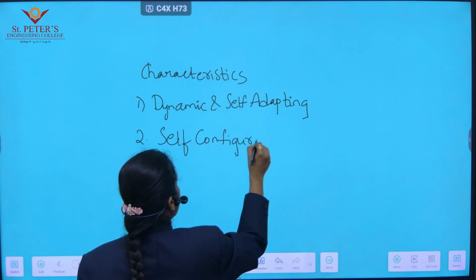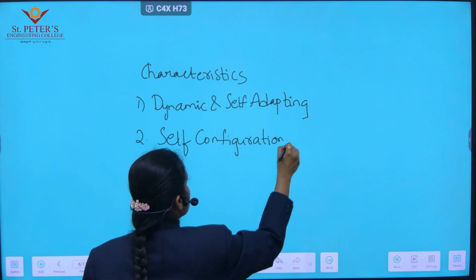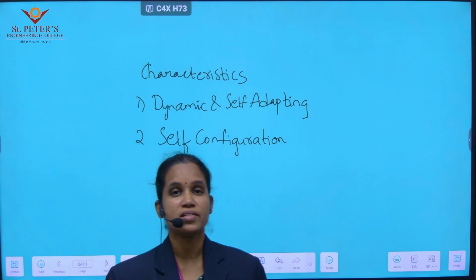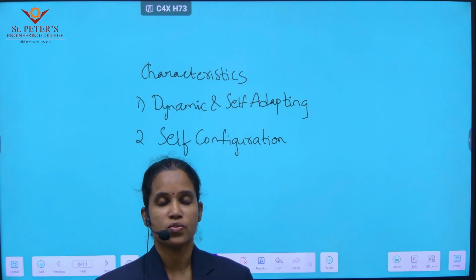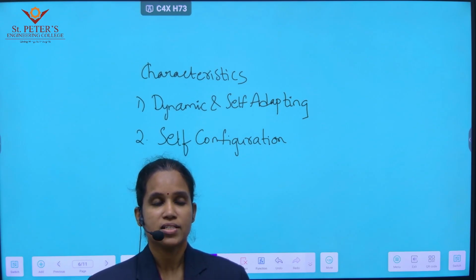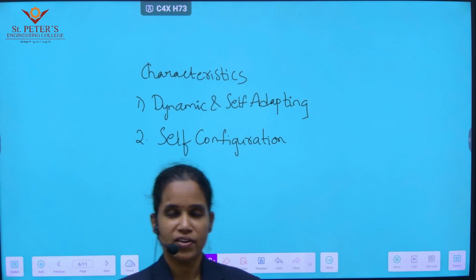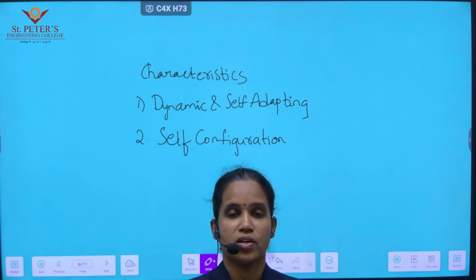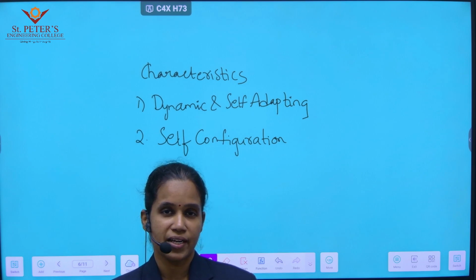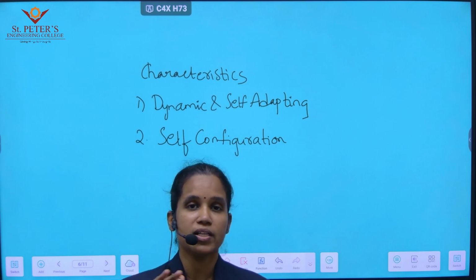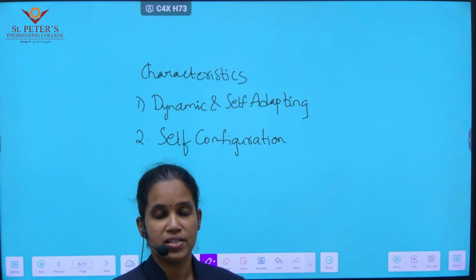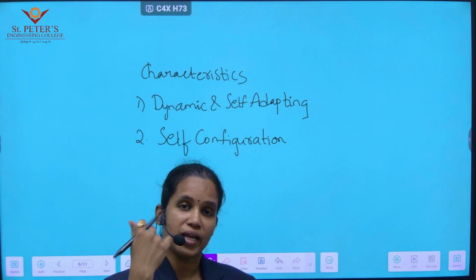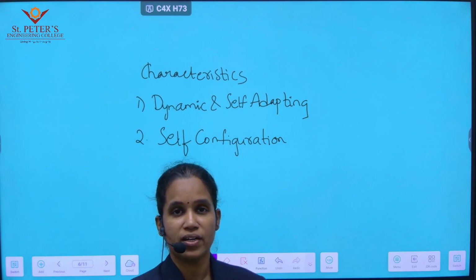So your second one is self configuration. Every IoT device should be self configurable, in the sense that it should itself update the software without manual intervention. Take your mobile phone: every one or two days, we get a message like software updates are needed. Only if we accept it will the software update be done on our mobile. If we don't accept, it will be ignored. But this is not the case for the IoT device. The IoT device should itself update the software whenever it is needed.